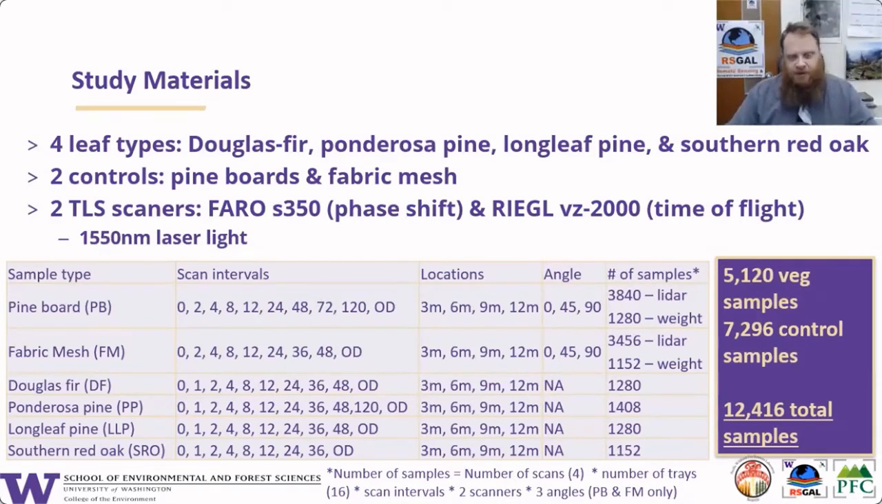We also had 2 scanners, a Faro S350, which is a phase shift LiDAR unit, and a Regal VZ2000, which is a time of flight LiDAR unit. Both of these operated using 1550 nanometer laser light. Here is a table describing the sample types and the scan intervals.